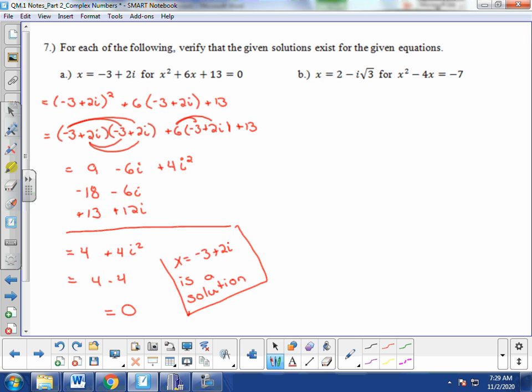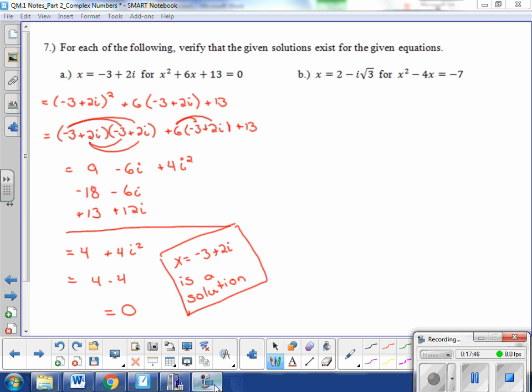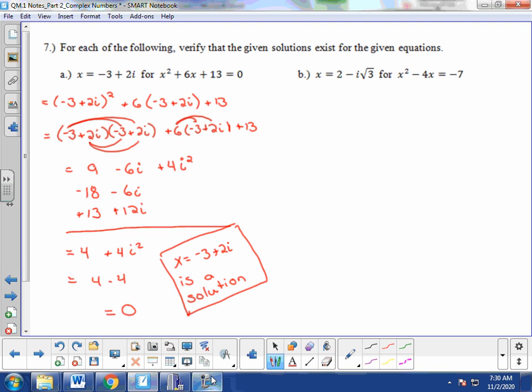Okay, so to verify a value for x as a solution for that equation, we can substitute and see if it equals 0. If it does, then that is a solution. If it does not, then it is not a solution. So if you want to, you can go ahead and complete problem B. It's the same concept. I'm going to hold that one off for now, and we're going to use that as a warm-up when we reconvene in class.